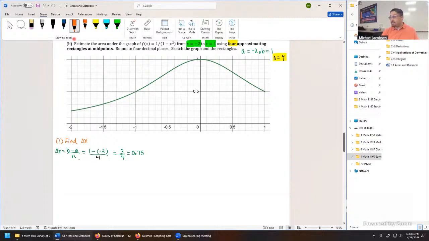So now that we have the delta x, step 2 is find all endpoints. This part isn't too bad. If n is 4, there's 5 endpoints. We are going to find the midway point between each pair of them, which is going to be 4 midpoints. First one, x naught, is the far left endmost point, so -2. Next one, x1, we're doing the same as what we've done before. We're adding delta x to get all the other endpoints.